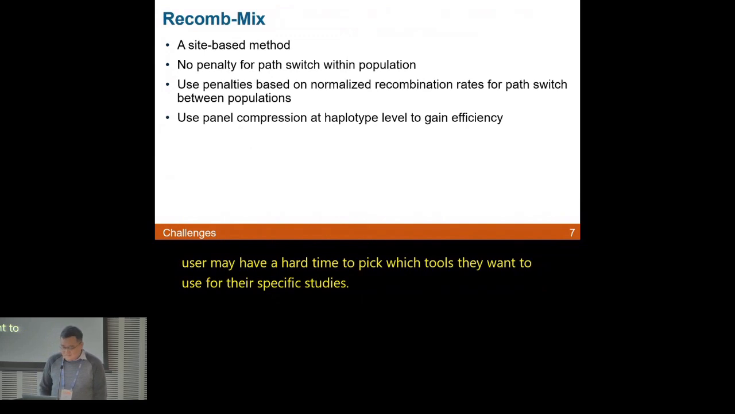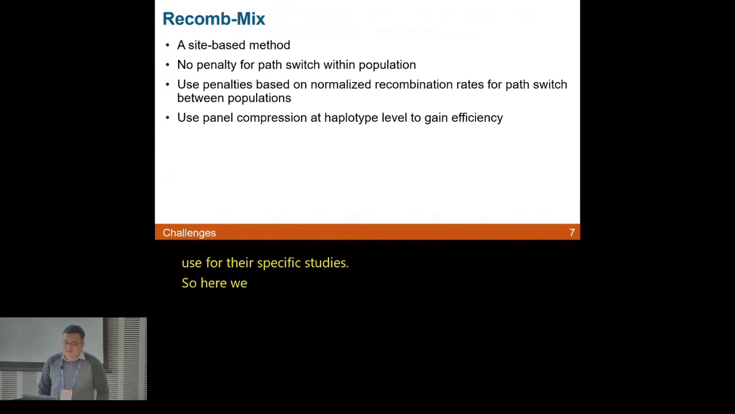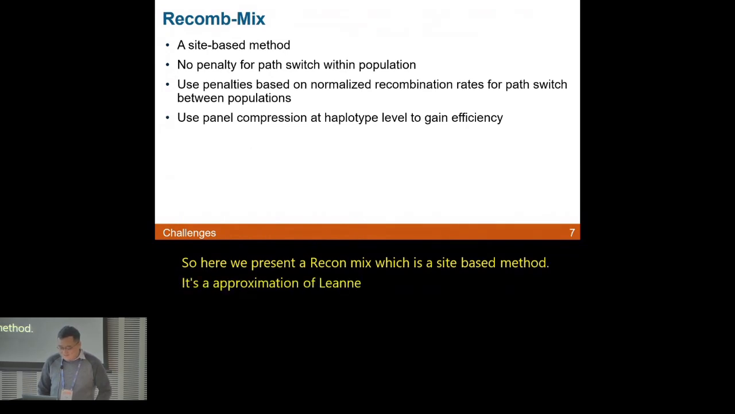So here we present Recomb-Mix, which is a site-based method. It is an approximation of the Li and Stephens model. Particularly, we do not use any penalty for path switches within any population, and we use normalized recombination rates for path switches between populations. We also use panel compression at the haplotype level to gain efficiency.